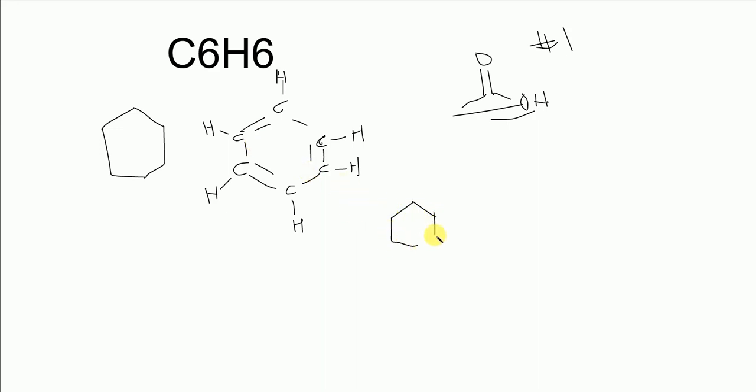You can put the double bonds like this. Right now I drew it like that. You can also draw it like this. It doesn't matter. It's the same molecule. All right. This molecule is called a benzene ring.